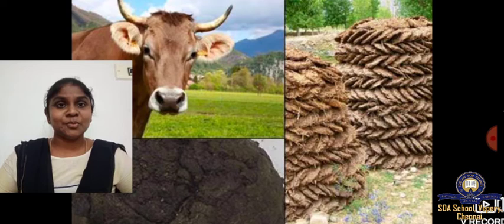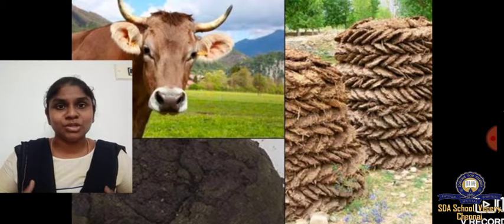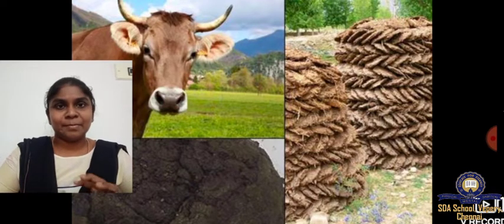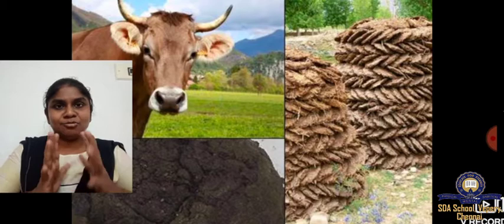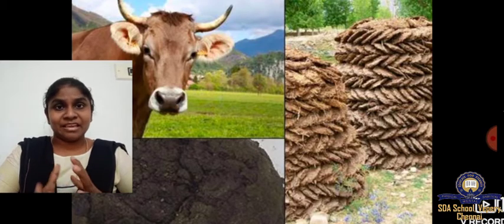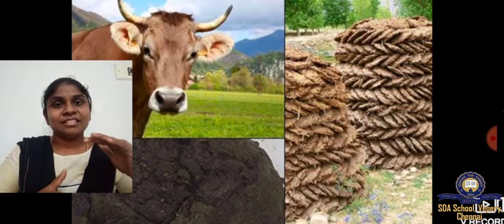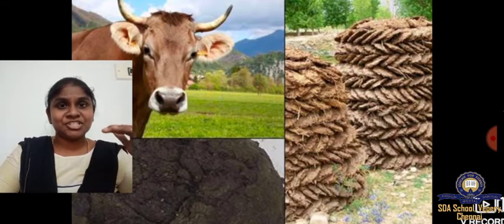Next, what is this? This is a cow. And the next picture, what is the black one? This is called cow dung. This cow dung is prepared as a cake, in a round circle way. They prepare the cakes and dry them, and they have arranged them like this.